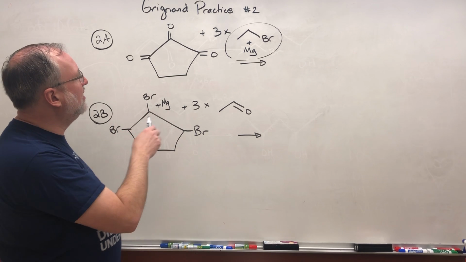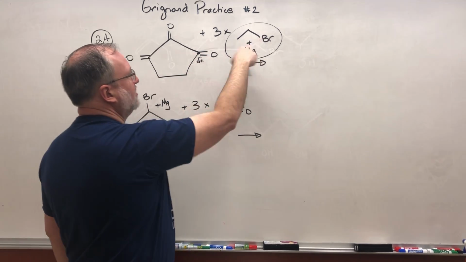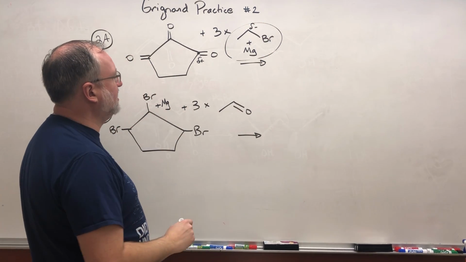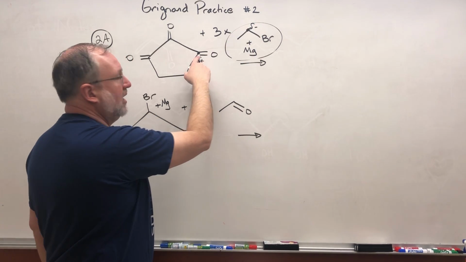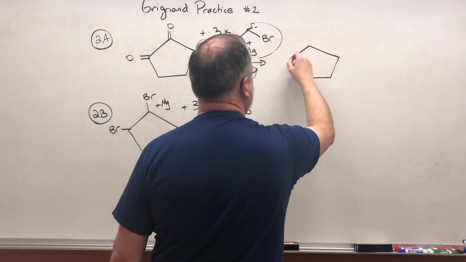For the first one, right, here's our electrophile, the place that's partially positive. Here's our nucleophile, we're making a nucleophilic carbon here. Those are going to react together. Remember, the new bond is being formed between this carbon and that carbon. So let's make our 5-membered ring.